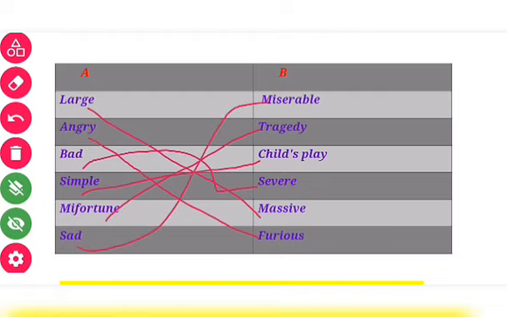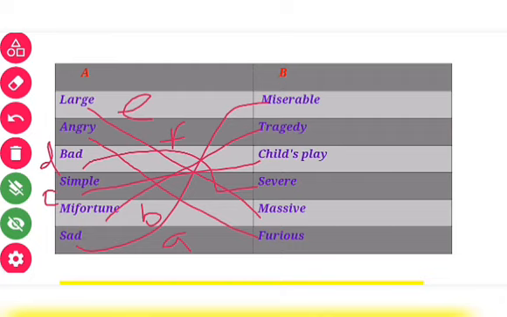So students, here large will be E. I am writing here E. Large will be E. Angry will be F. Then bad will be D. Then simple will be C. Misfortune will be B. And then sad is A. So you can take a screenshot of this answer and you can write it in your book.